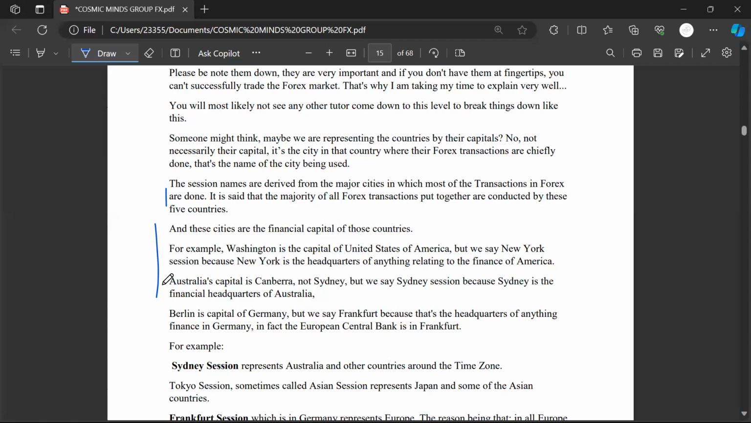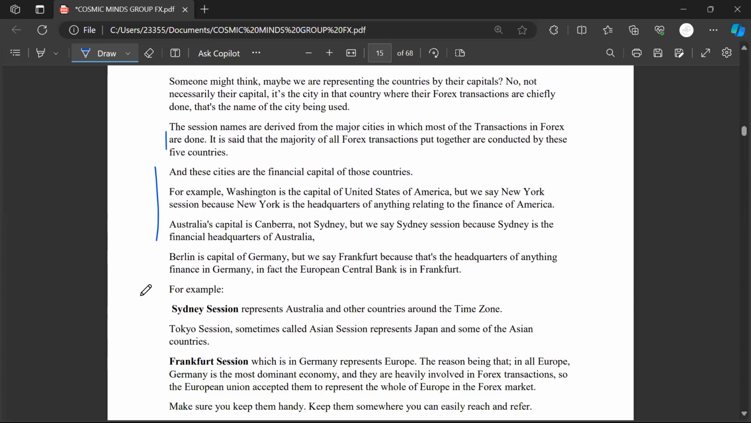Then we look at Australia. The capital is Canberra, not Sydney, yet we listed Sydney. Why? Because Sydney is the financial headquarters of Australia. It's as simple as that. Now Berlin is the capital of Germany, but we say Frankfurt because that's the headquarters of everything concerning finance in Germany, right? So that is it.